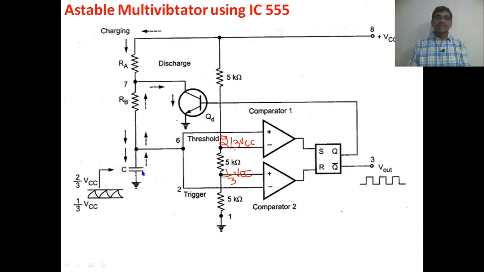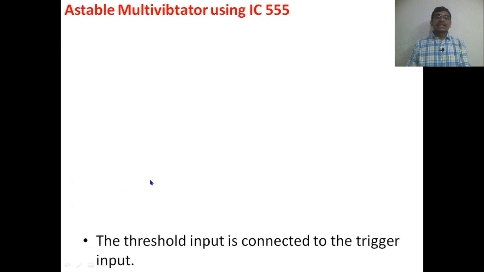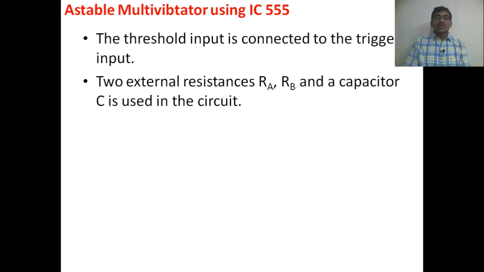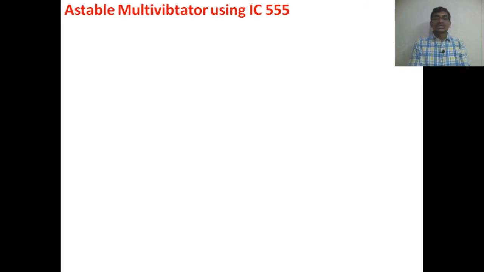Without giving any external trigger input, this circuit is working and generating the square wave. The voltage across the capacitor is a linear or exponential charging and discharging curve. The threshold input is connected to the trigger input, and two external resistors RA, RB, and a capacitor C are used in the circuit.